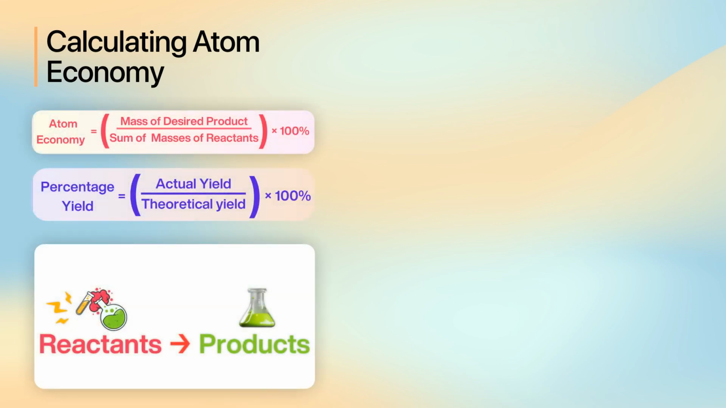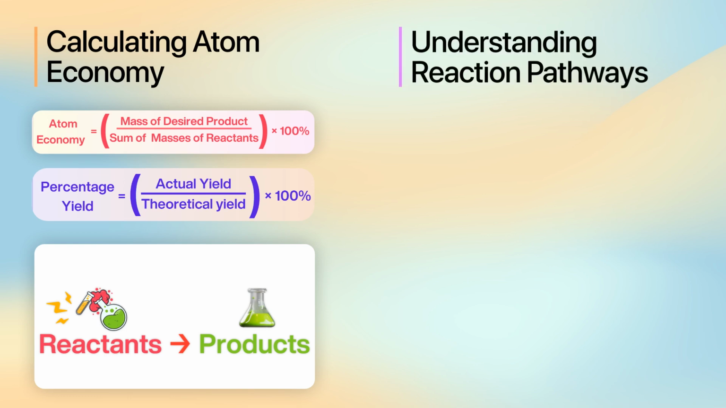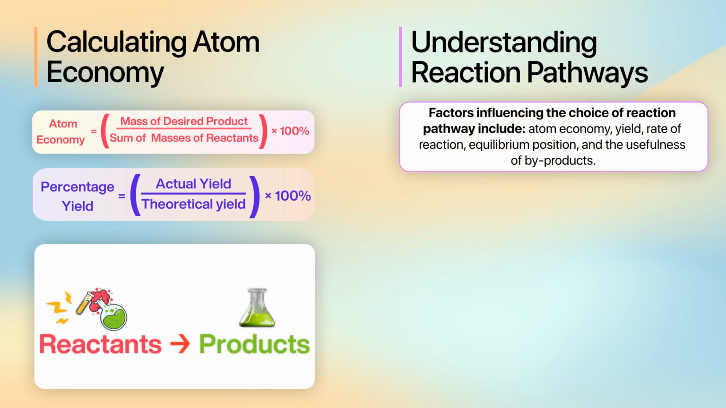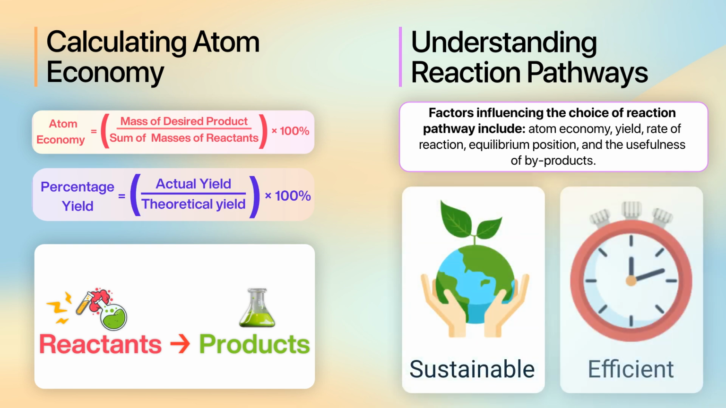In today's lesson, we recap the calculations of atom economy and percentage yield. We then use these to understand several factors that influence the choice of a reaction pathway for producing a specified product. These factors include atom economy, yield, rate of reaction, equilibrium position, and the usefulness of byproducts. By understanding and optimizing these factors, chemists can design more sustainable and efficient chemical processes.